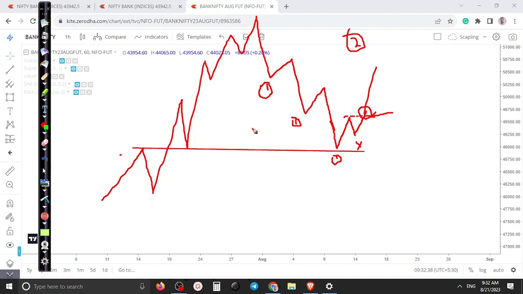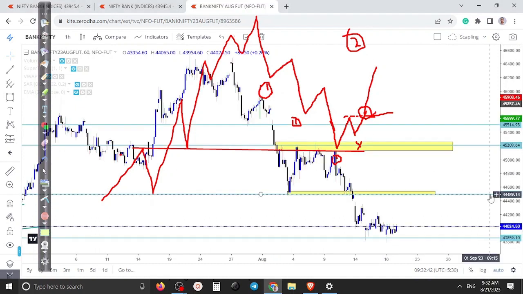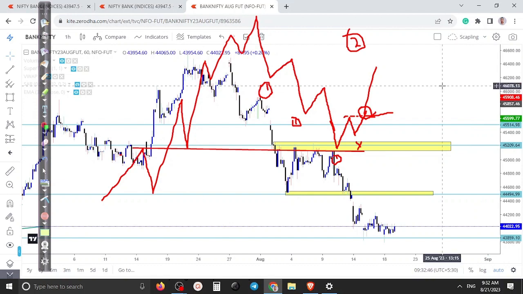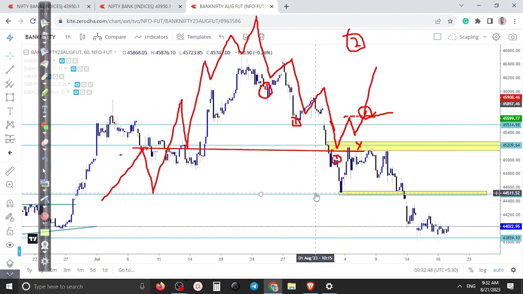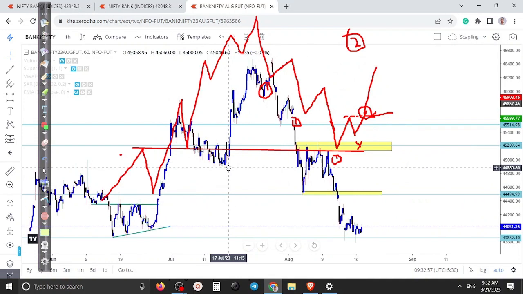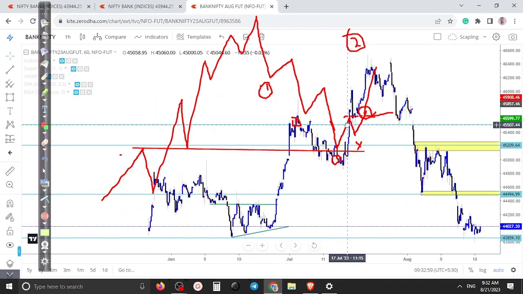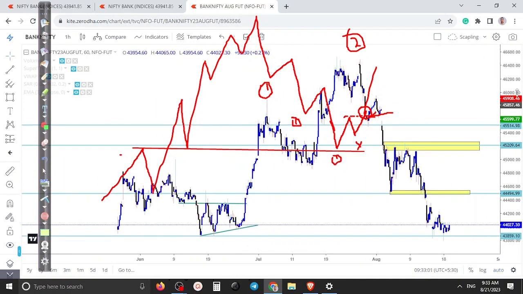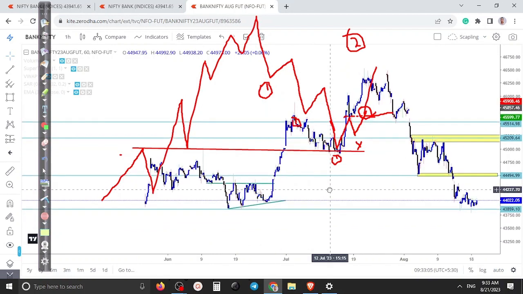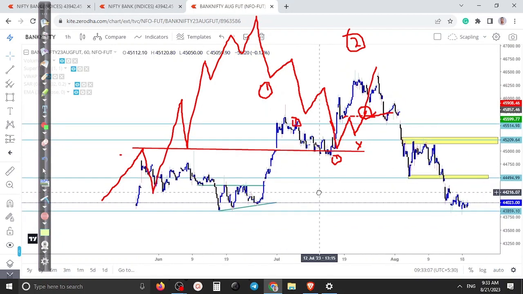Now let's go to the real chart. You can see this is the real chart, and let me zoom in a little bit. I already drew it here. Same pattern forming. Have you seen? This is the same pattern that I drew. Now you can see here, same pattern.